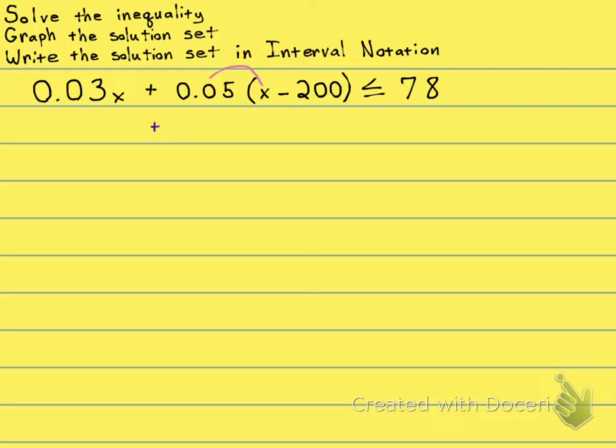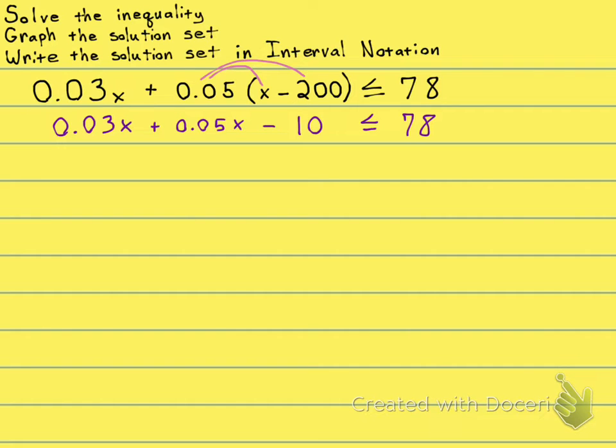And that's going to be 0.05x. And then this 0.05 also multiplies this 200. Okay, and since we have a plus and a minus with multiplication, that's going to be a minus. And 0.05 times 200, let me get my calculator. 0.05 times 200, that's 10. All right, everything else drops down, less than or equal to 78, and 0.03x in the front.